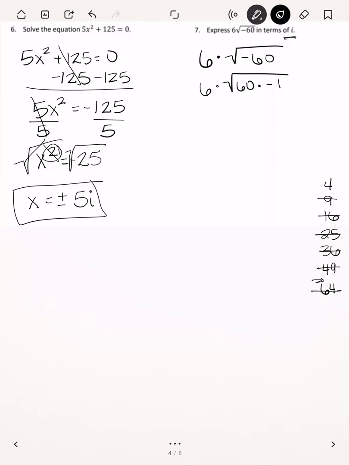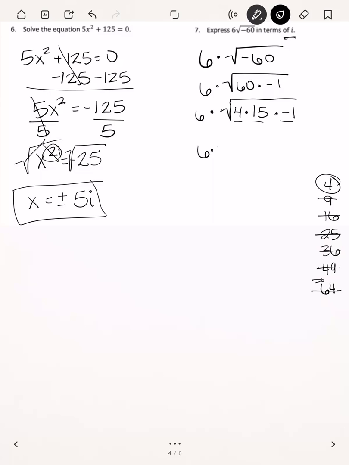Well, 4 goes into 60. So I'm going to break this down. So 4 is our winner. Winner, winner, chicken dinner. We get 4 times 15 times the square root of negative 1. So if I were to multiply 4, 15, and negative 1, I should get negative 60.